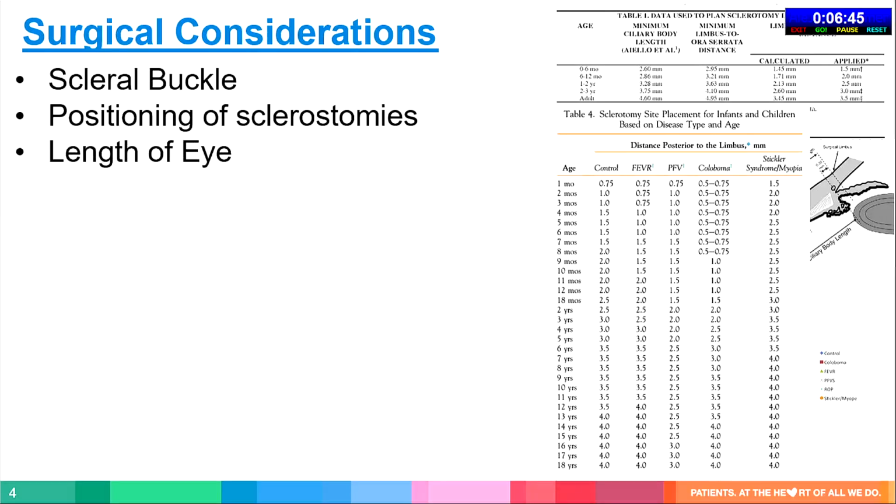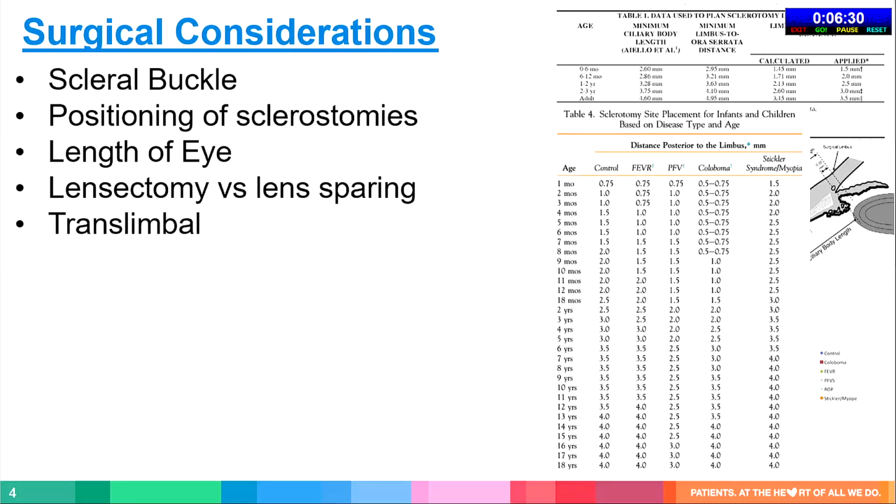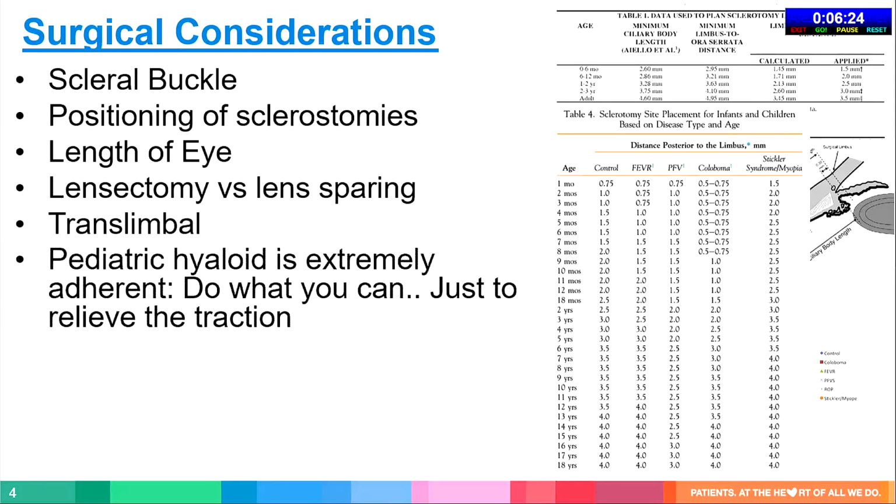The length of the eye also makes a difference. You may want to do an ultrasound beforehand in an EUA to measure that. And the consideration always is, where possible, do a lens sparing. But when you have to access very anterior pathology, then you may need to do a lensectomy. Translimbal, when you're committed to doing a lensectomy in the babies, can be a useful technique. And again, remember the pediatric hyaloid is extremely adherent. Do what you can just to relieve the traction because you really want to avoid a break.